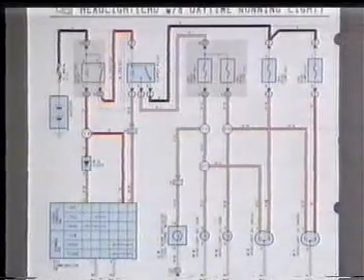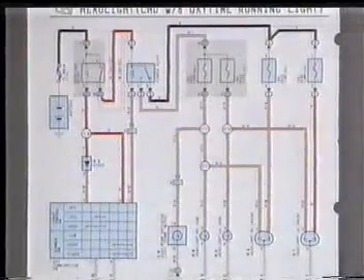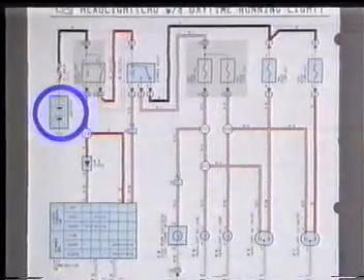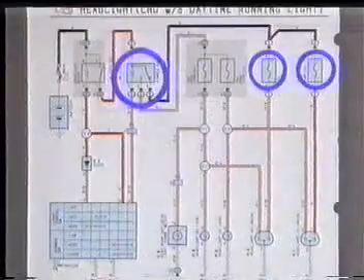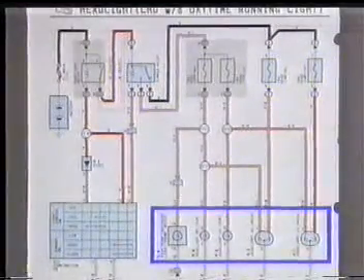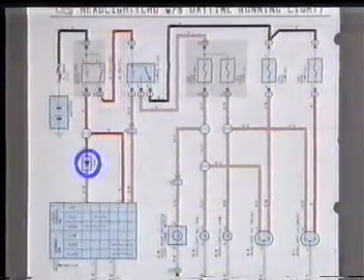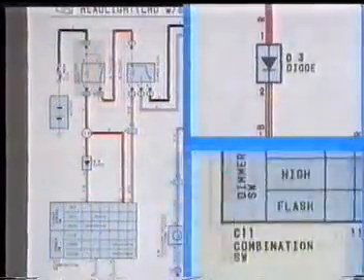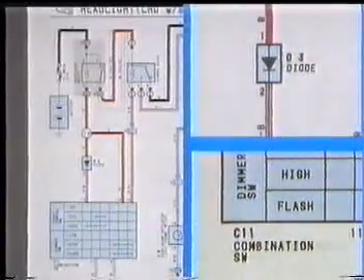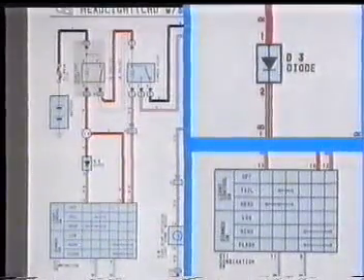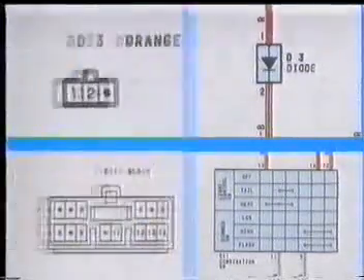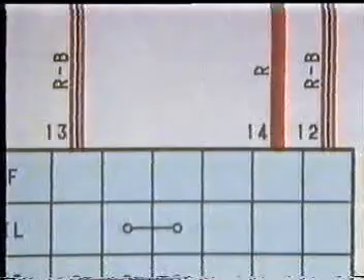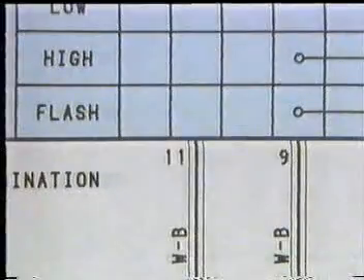Next, the items in blue indicate parts other than junction blocks. In other words, in the case of this circuit, it indicates the battery, relay block, bulbs, diodes, and combination switch. Numbers such as D3 or C11 indicate connectors for various parts. Also, the numbers written by the wires show the terminal numbers of the wires.